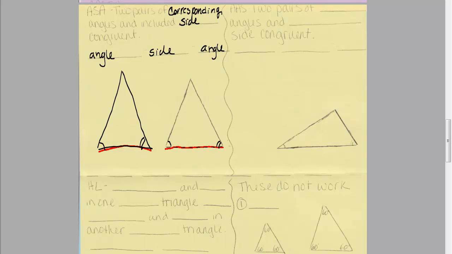The other triangle property is a new one, it's AAS. Two pairs of corresponding angles and a non-included side. We had been using included, meaning the one that was in between the two other parts we were talking about. This one is a non-included side. So it's angle, angle, side.